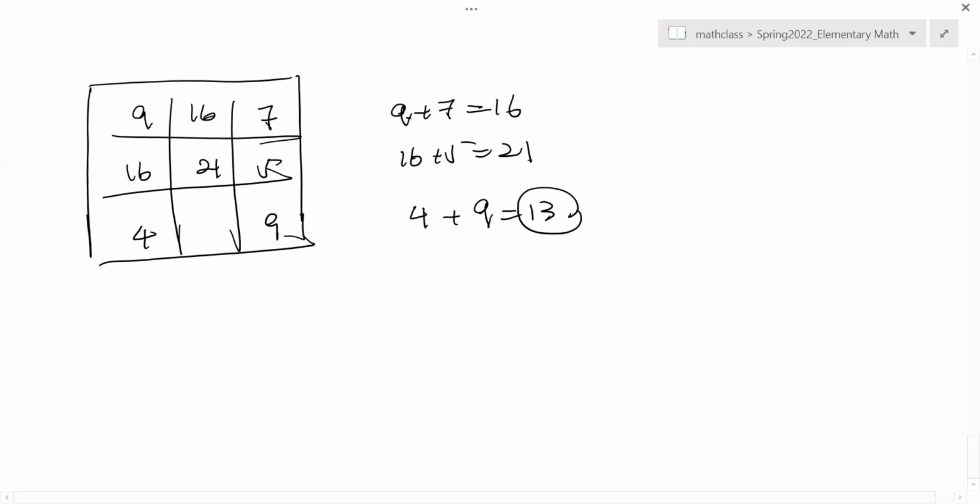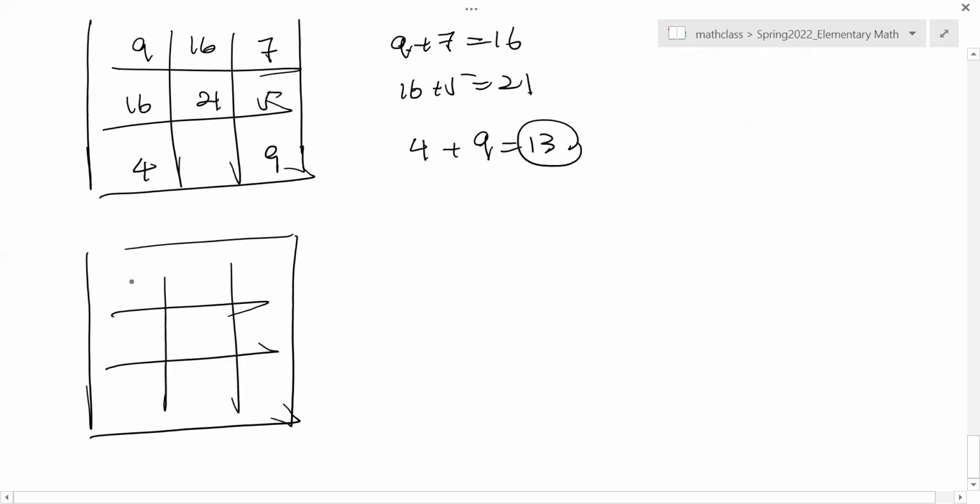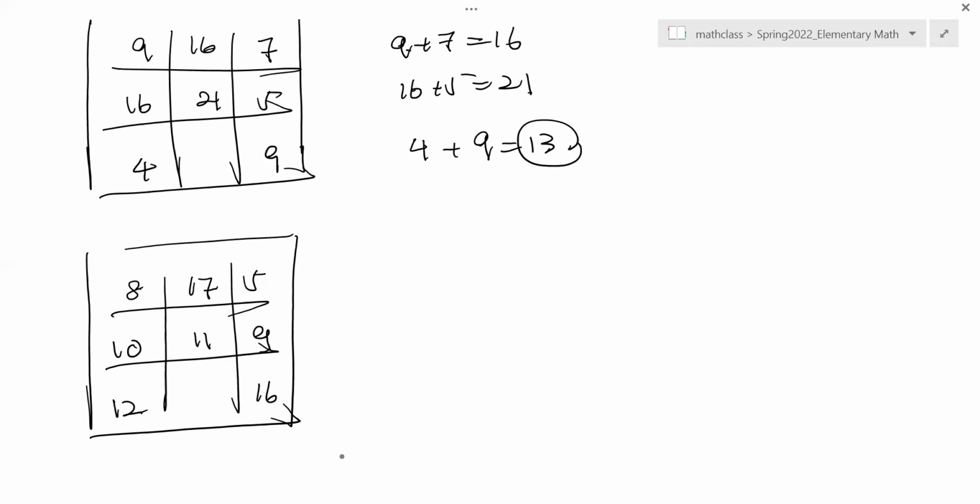All right, so let's see one more problem. 8, 17, 5, 10, 11, 9, 12, and 16. So let's find out the missing number. This is a magic box, to tell the truth. This is called a magic square, magic matrix.